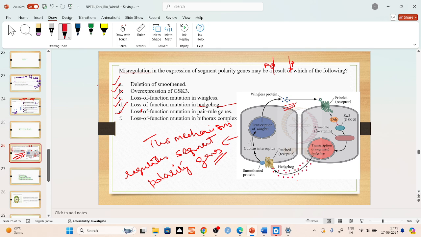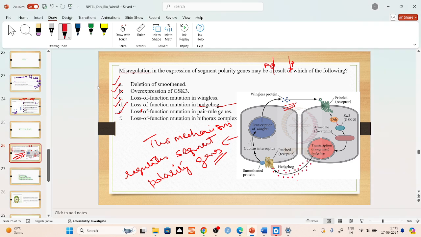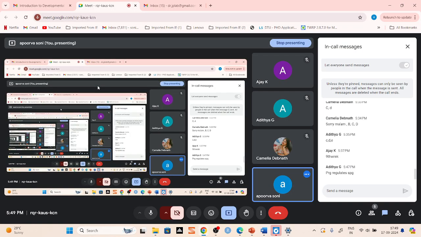Then the last option is loss of function mutation in bithorax complex. So if there is any loss of function mutation in bithorax complex, will segment polarity genes be affected? Yes or no? If yes, why? If no, why? What are bithorax genes? First, tell me this. What are bithorax genes? Under which category do they belong? Bithorax.